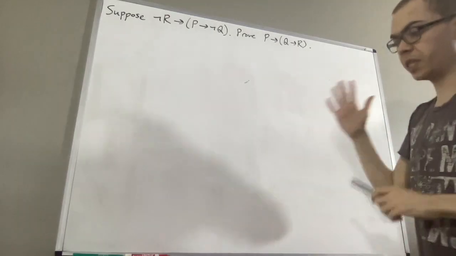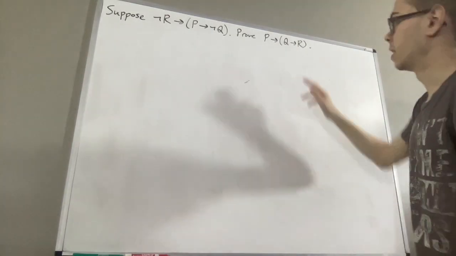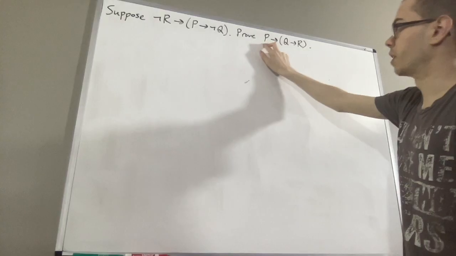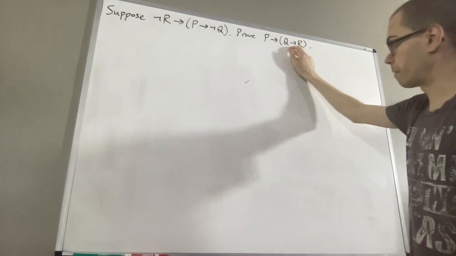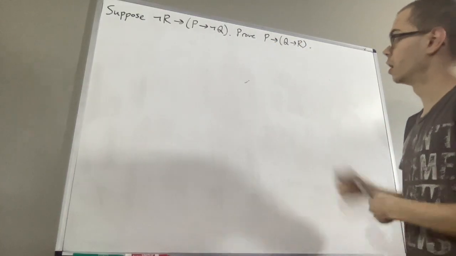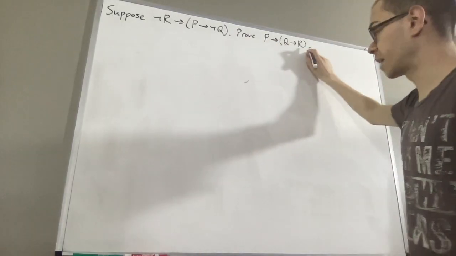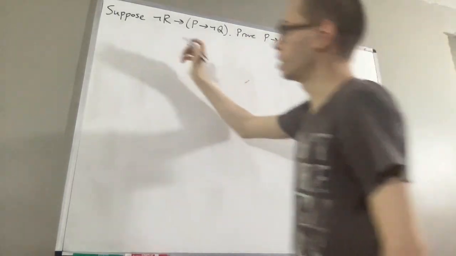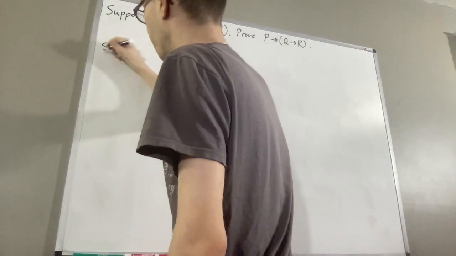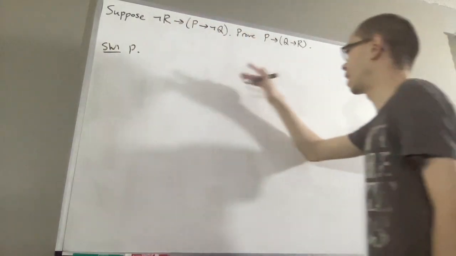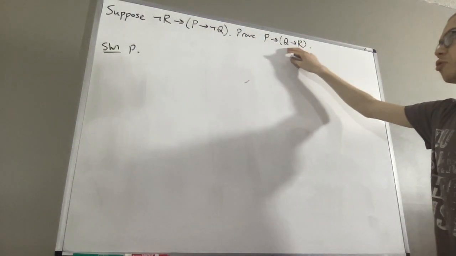And again, we're going to use the standard technique. Let's see. If we make the assumption that P is true, can we logically deduce if Q, then R is true? So for our scratch work, to prove this statement, we'll make the assumption that P is true. And from here, we will try to logically deduce if Q is true, then R is true.